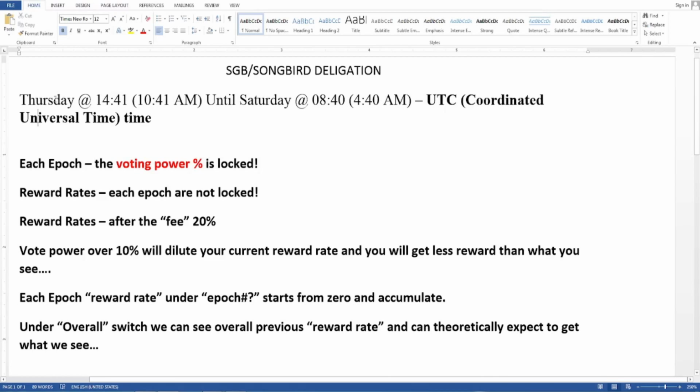For example, if you delegate at 14:43, or my local time 10:43, but the block snapshot was already taken at 14:41, or 10:41 my time, I'm going to miss that epoch because I was too late. The snapshot is taken randomly, so it can be taken at the last minute of Saturday or the first minutes of Thursday. You have to keep the delegation for this whole Thursday, Friday and Saturday, the whole time.